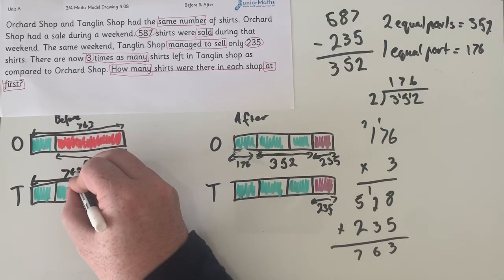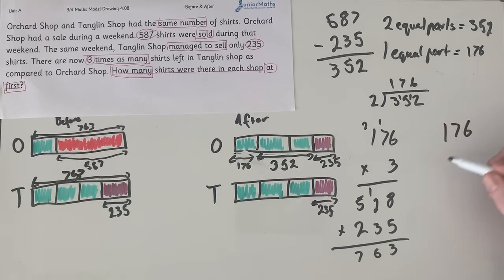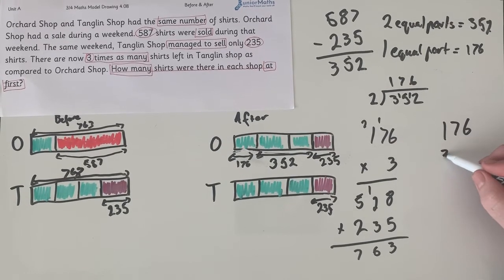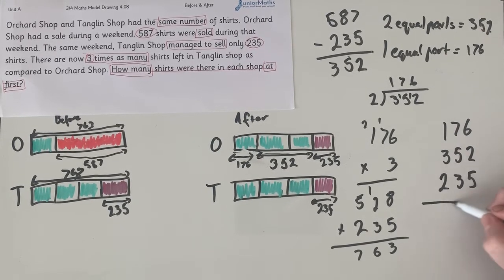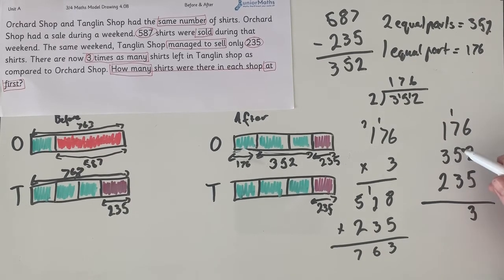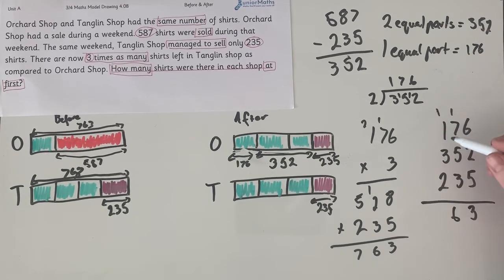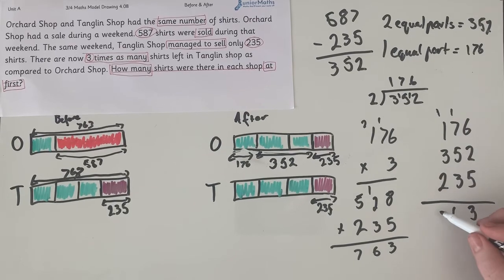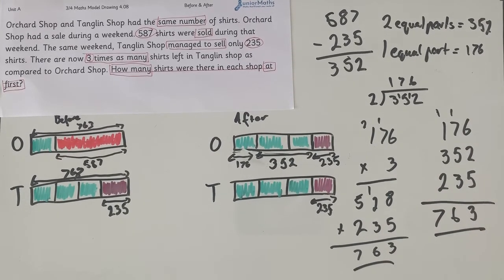Oh, bad 3. The other way, of course, to solve it is 176 plus 352 plus 235. 8 tens, 13 tens, 16 tens, 100, 200, 500, 700. Either way, same answer, just slightly different strategy.